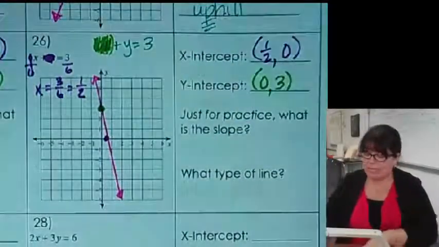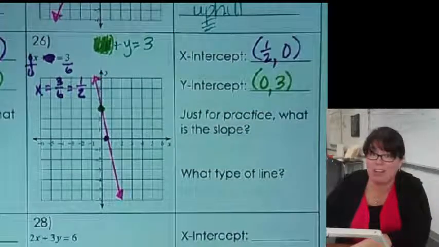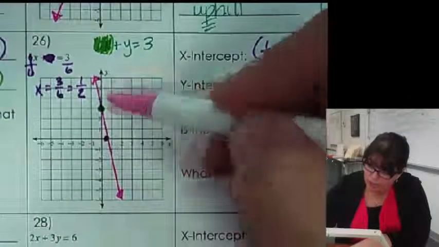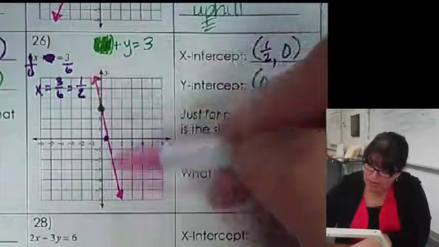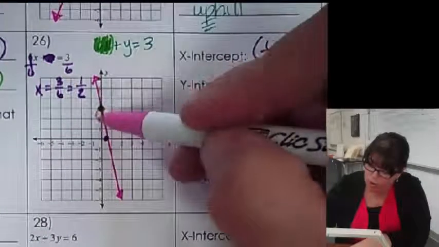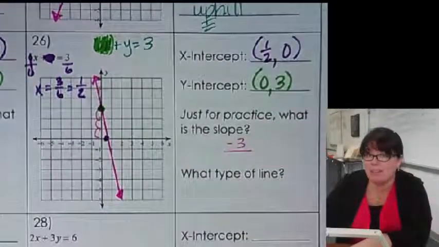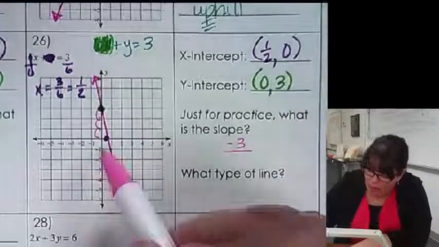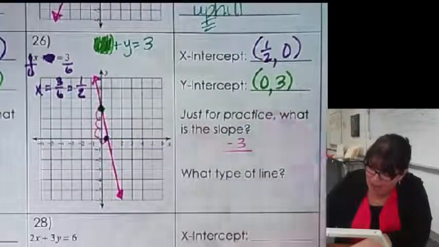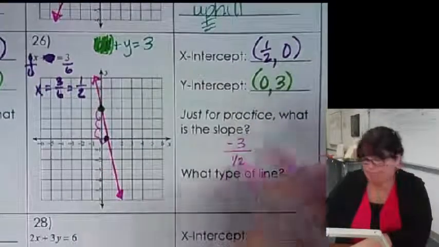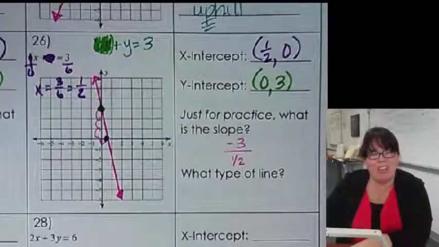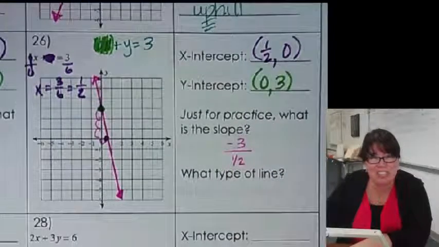Okay, so we've connected them. Now, just for practice, let's find our slope. We are going to go, left to right, and this time we're going to go down. 1, 2, 3. So down 3 for our rise. That's the number on top. And then we're going to go over 1/2. That looks weird, to have a fraction inside a fraction.